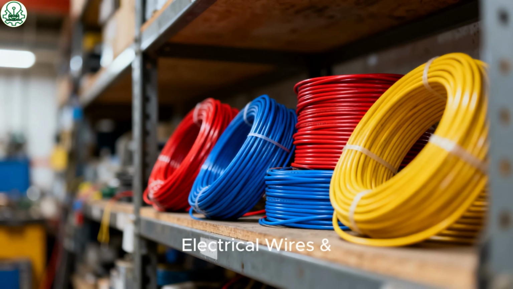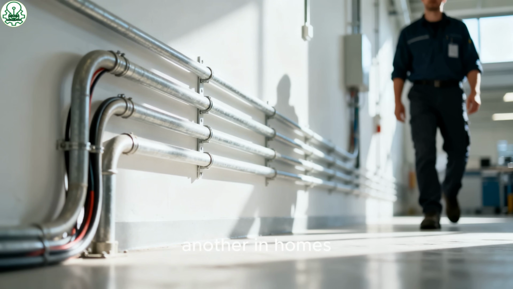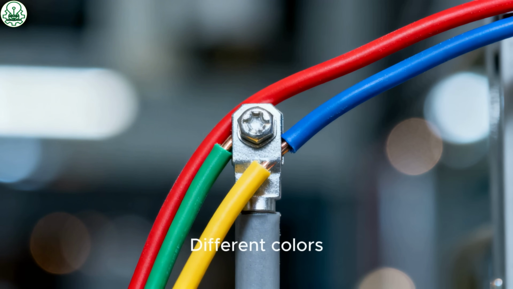Component 1. Electrical wires and cables. These are electrical wires and cables. They carry electricity from one point to another in homes, buildings, and industrial systems. Different colors are used for live, neutral, and ground connections.